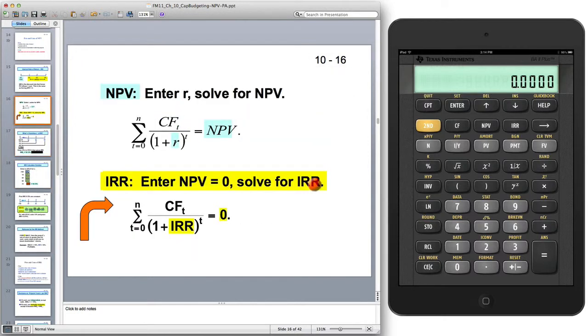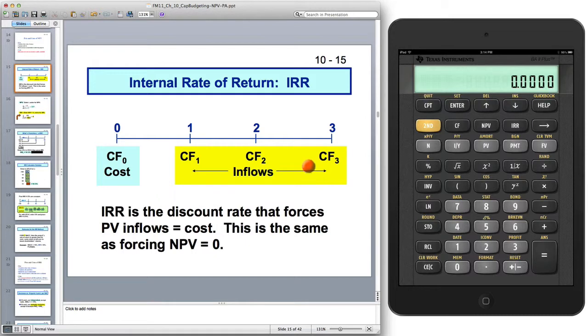The basic theory of the internal rate of return is you have a series of cash flows and a cost today, and it is the discount rate that forces the present value of inflows to equal the cost. So the present value of these inflows should be equal to the cost. The rate at which that equilibrium is attained is the internal rate of return. It is also the same as forcing the net present value equal to 0.